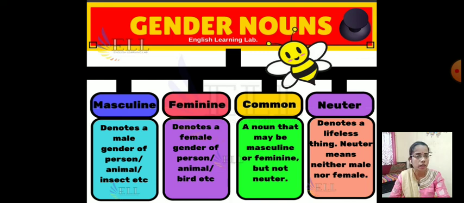And neuter gender denotes lifeless things. Neuter means neither male nor female. It includes all the things or places which are included in the neuter gender.